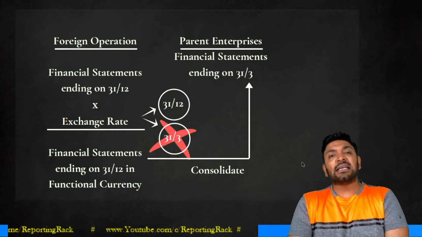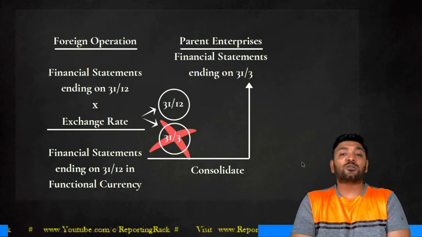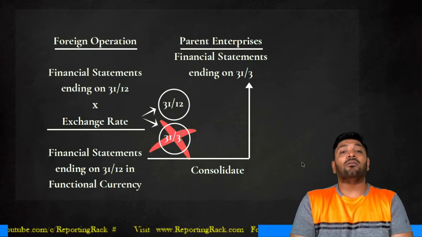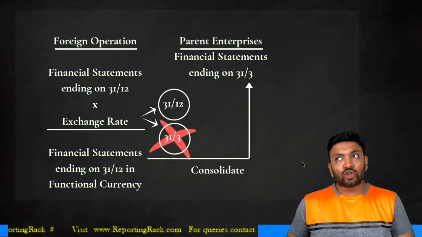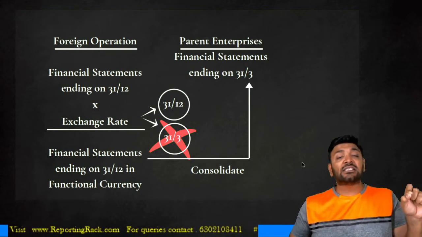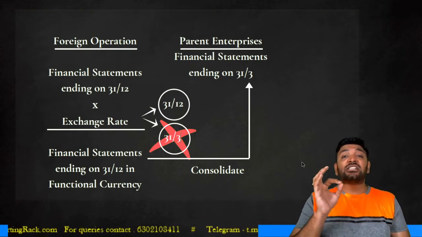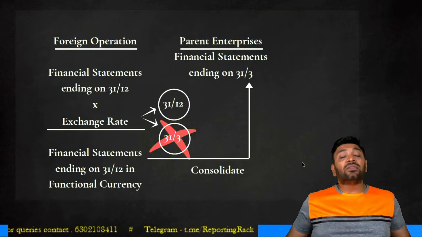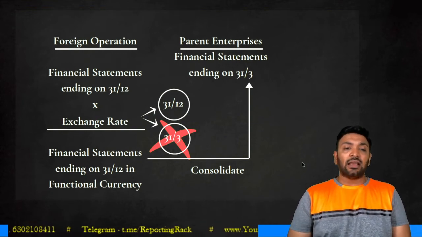Okay, let's say it is exactly 3 months. Let's say your foreign operation's financial statements are ending on 31st of December, while your parent enterprise's financial statements are ending on 31st of March. Difference is only 3 months, so it is absolutely fine. Then, when I translate this foreign operation using exchange rates, what should be the closing rate? Should the closing rate be considered as the exchange rate of balance sheet date of the parent enterprise, or should it be considered as the exchange rate of balance sheet date of the foreign operation? The answer is, it should be considered as the exchange rate on the balance sheet date of the foreign operation. Therefore, in this given example, 31st December will be considered as the exchange rate on balance sheet date and not 31st March. Clear?